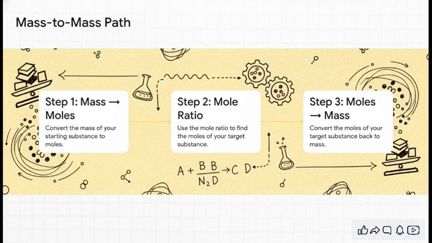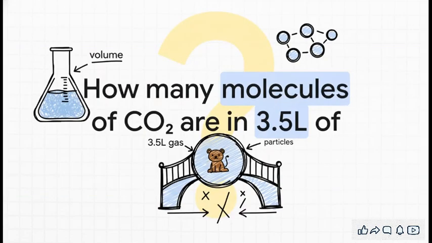1, you convert the mass you're given into moles. 2, you use that magic mole ratio from the balanced equation to find the moles of what you're looking for. And 3, you convert those moles back into mass. That's the path. Okay, practice time.